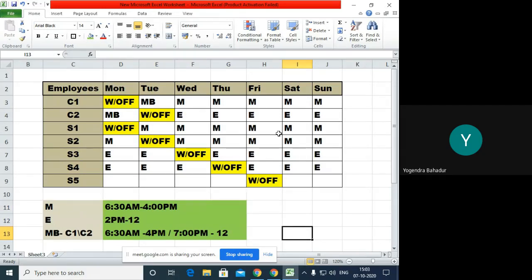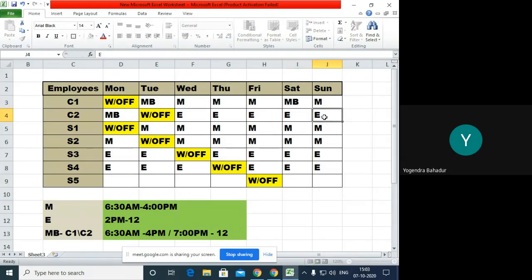Now there is one more thing. If we focus on Saturday and Sunday, on Saturday heavy rush will be there in the evening time, and on Sunday heavy rush will be there in the morning time. So for Captain C1, he again will have to do the morning break on Saturday.